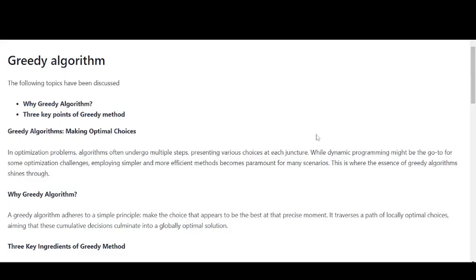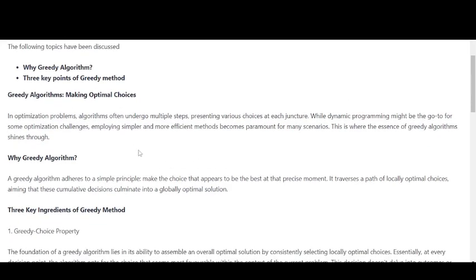So why will we be using the greedy algorithm? In optimization problems, an algorithm often undergoes multiple steps, presenting various choices at each juncture. Dynamic programming might be the go-to for some optimization challenges, but employing simpler and more efficient methods becomes paramount in some scenarios. Dynamic programming sometimes might not be feasible considering the complexity of the problem. If the problem is not that complex and we are not bothered about time and so on, then the greedy choice is a good choice sometimes. So that is why we will use the greedy algorithm.